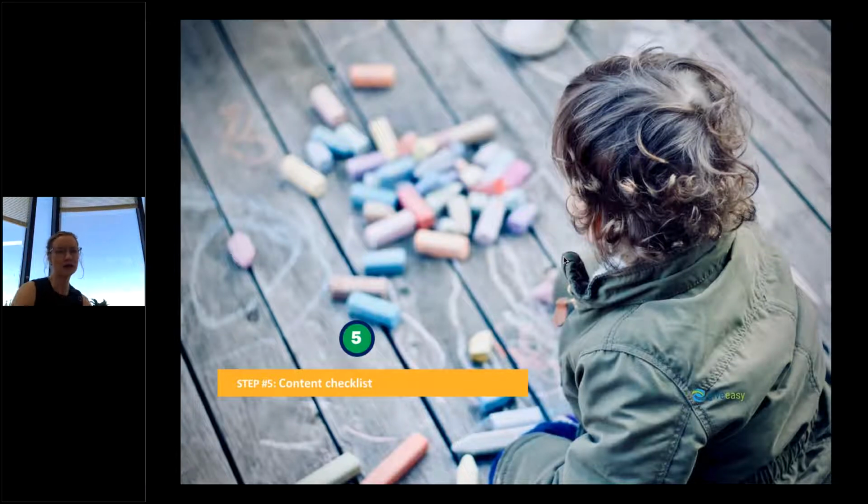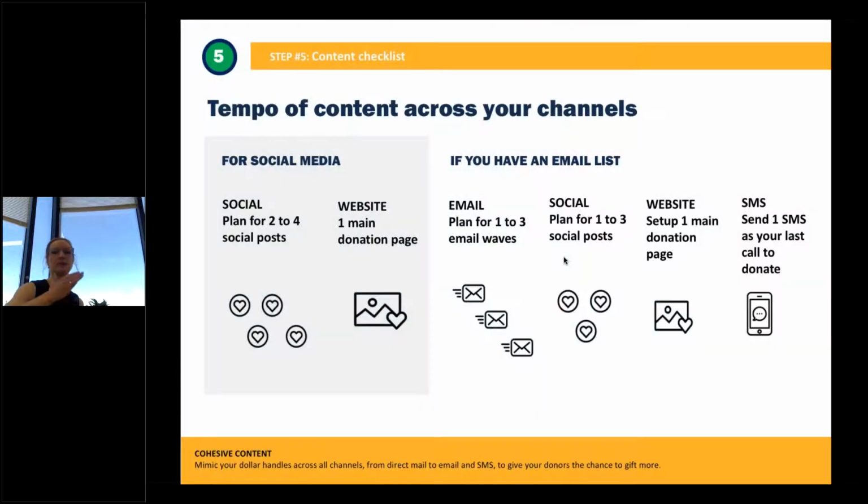So the content is really important. If you just want to think about the tempo of the content across all of your channels, a lot of charities will have just social media. So if your audiences are mainly on social, then in the lead up to Christmas, you want to plan to have 2 to 4 social posts. One that launches your campaign, some updates, and then one right towards the end.